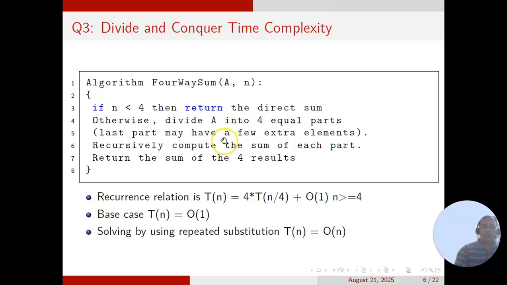Now if you observe this algorithm, let us suppose the number of operations required for n elements is T of n. Then, as we are dividing into 4 equal parts, each part is of size n by 4, and with 4 equal parts, we will get 4 into T of n by 4. And for the division as well as computing a direct sum, we require only constant time, so that is order of 1.